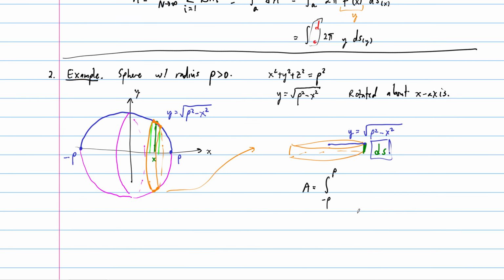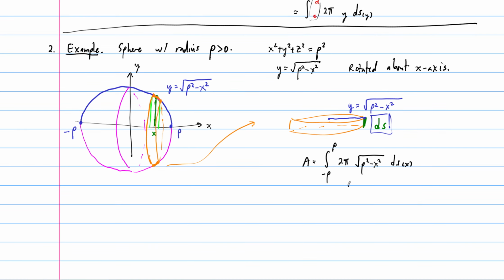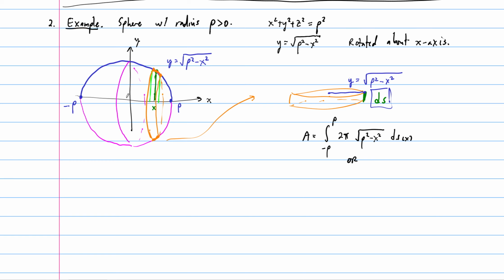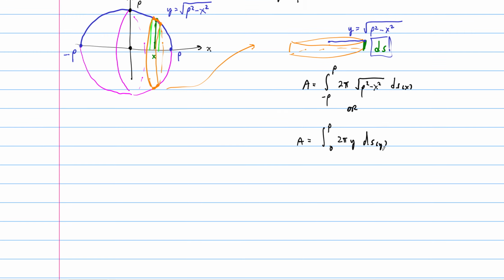All right. This one, in terms of the x direction, is going to be 2 pi times the function square root of rho squared minus x squared, with ds as a function of x. Or what's the other option? It's going to be the integral from 0 up to rho, right? That's a rho up there. So the other option is that it's the integral, still surface area, from 0 to rho of 2 pi y, with ds as a function of y. All right? So let's try to find ds, and then we'll maybe be able to choose which option we want to use here, right?